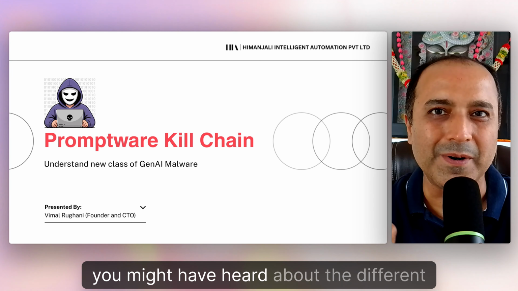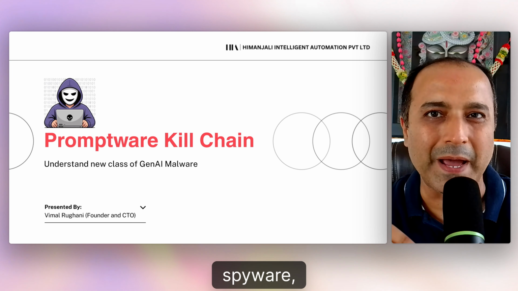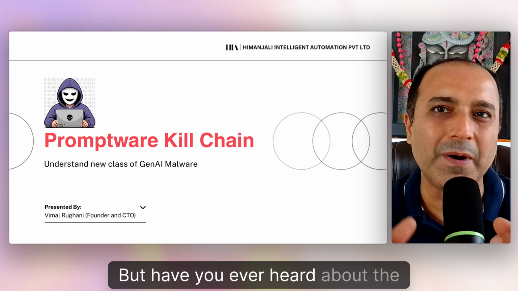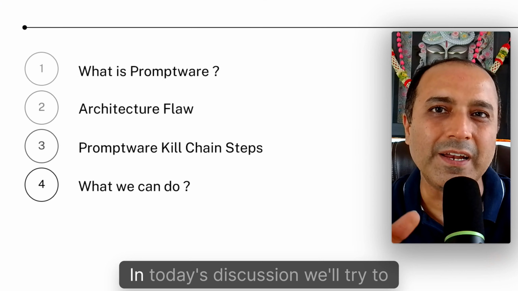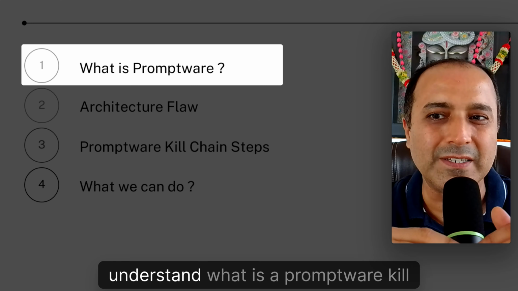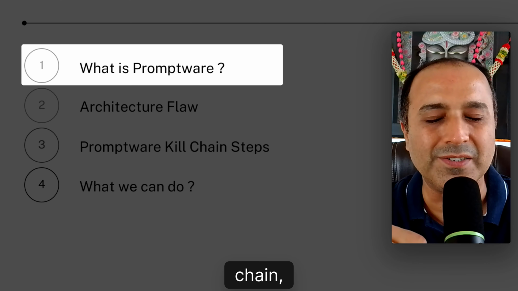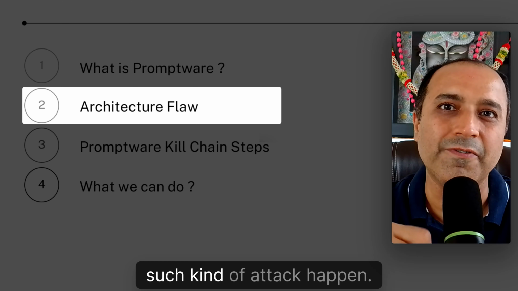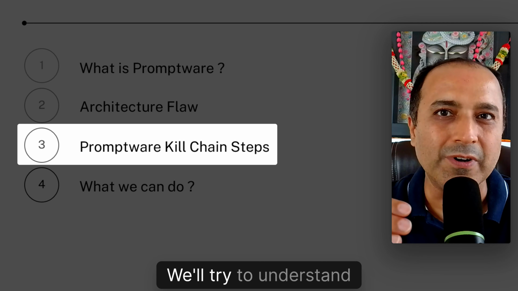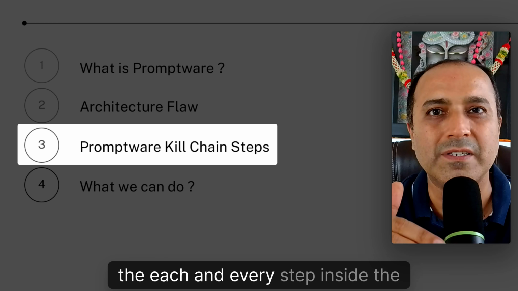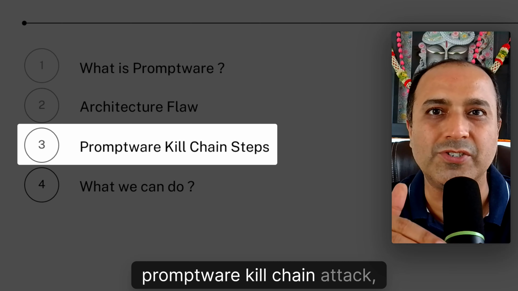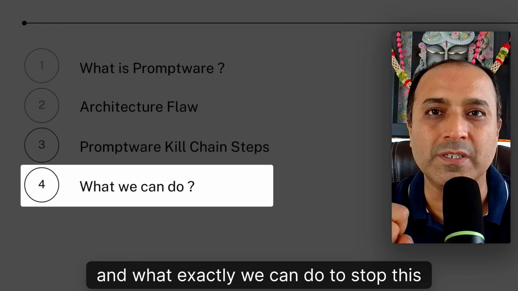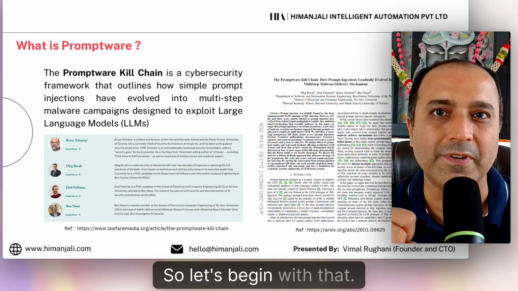You might have heard about the different wares like malware, spyware, ransomware, and adware. But have you ever heard about promptware? In today's discussion, we'll try to understand what a promptware kill chain is, the LLM architecture flow through which such kind of attack happens. We'll try to understand each and every step inside the promptware kill chain attack and what exactly we can do to stop this kind of attack. So let's begin with that.